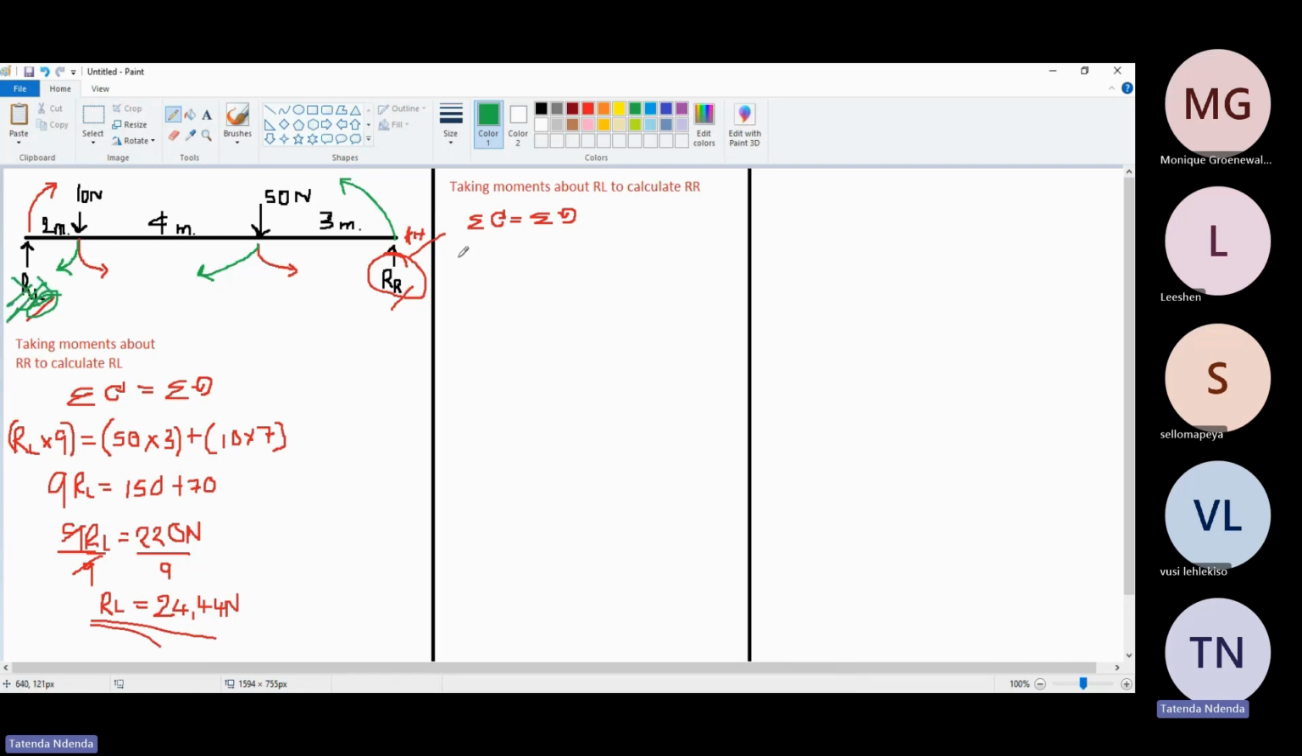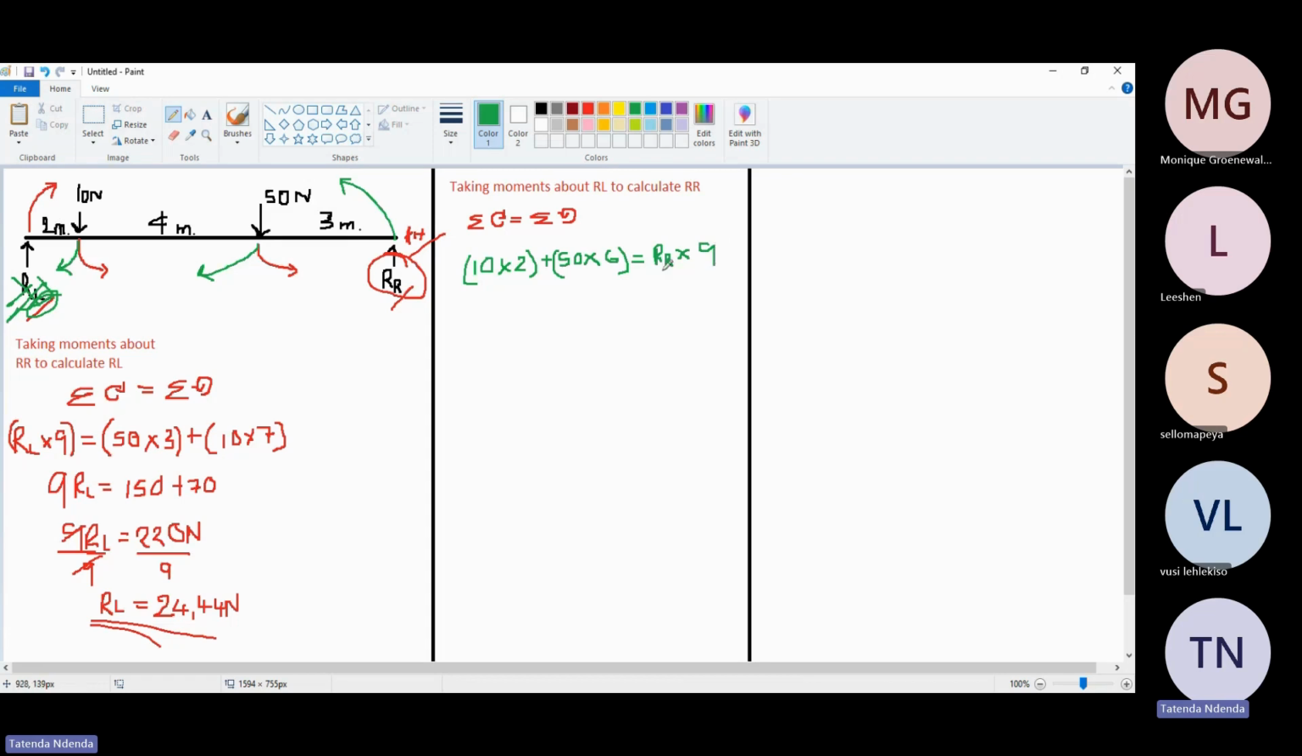So now we're having what? 10, right, as a clockwise moment multiplied by 2. Then plus, open bracket, we're having 50 multiplied by 6, is equivalent to RR multiplied by 4 plus 2, that's 6, 6 plus 3, that's 9.